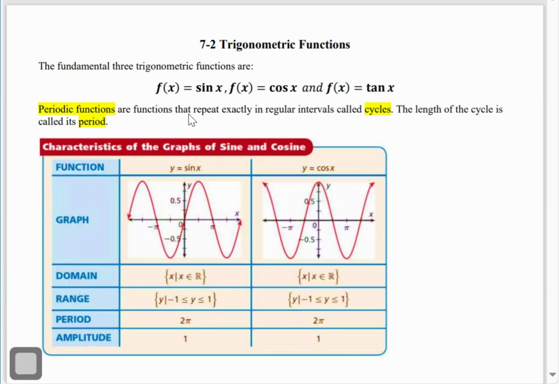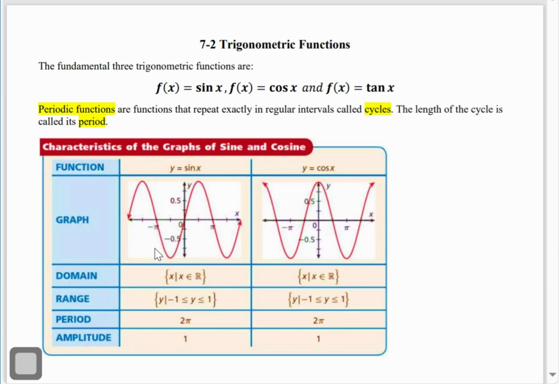You have to know how their graphs look like. You have to know what is the graph of sine and what is the graph of cosine, domain and range, period and amplitude. First, let me give you an introduction about graphing sine x.